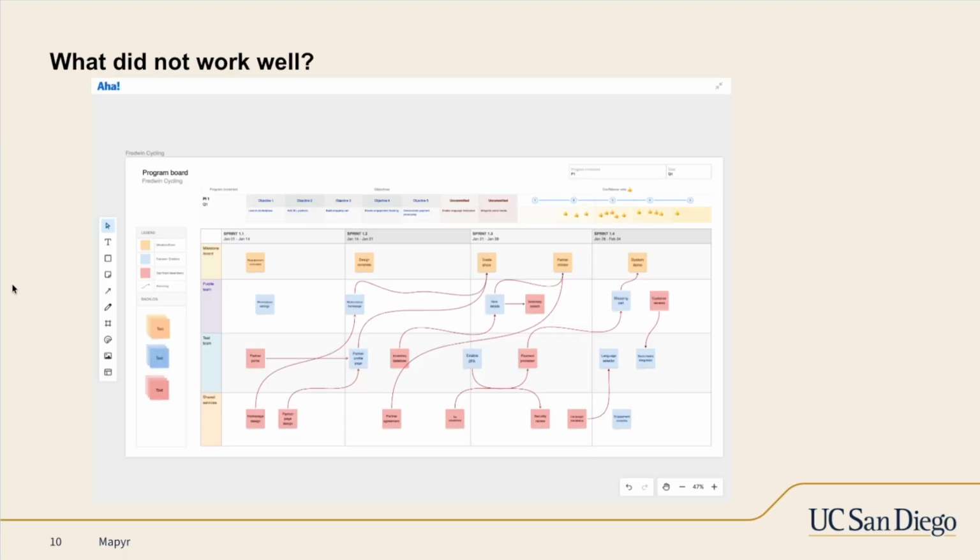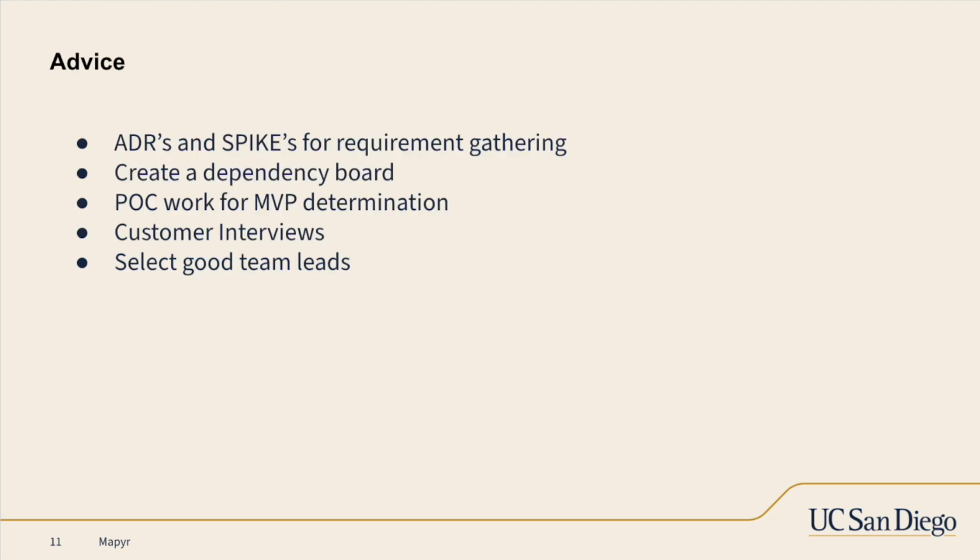What did not work so well? Like I mentioned, the dependency management; we could have done a better job. So our advice: focus on ADRs and spikes from the beginning, make sure the team is aligned. Create a dependency board, do POC work for MVP determination, don't skip out on the customer interviews, use them to validate your assumptions, and select good teammates.